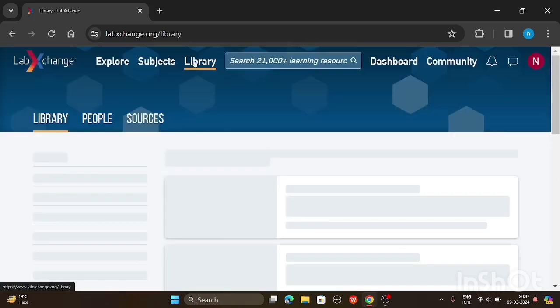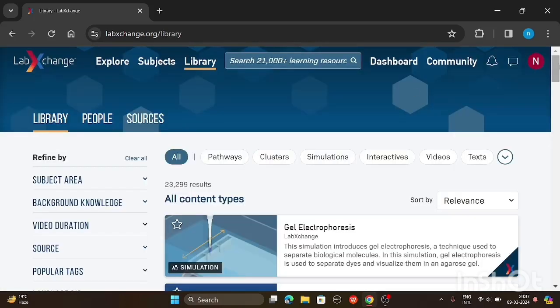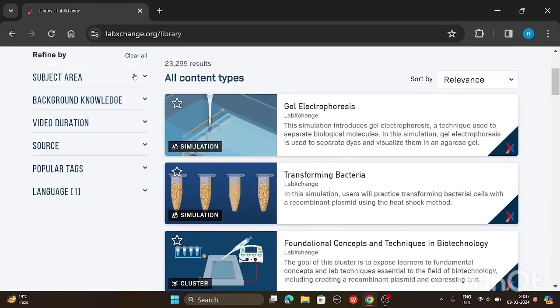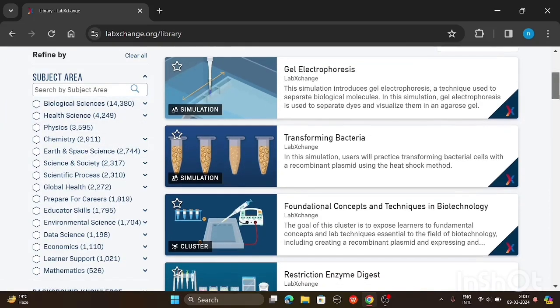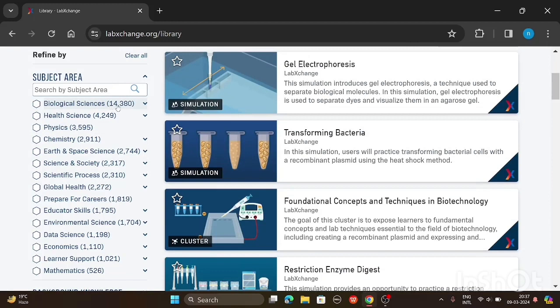We can go into the library to see what content is there, and then we can go to the subject area. So here you can see there is a lot of content available on LabXchange. Biological sciences has the maximum content, more than 14,000. Health sciences, then physics, then chemistry, earth and space science, science and society, scientific progress, global health, prepare for careers, educator skills, environmental science, data science, economics, learner support, mathematics.